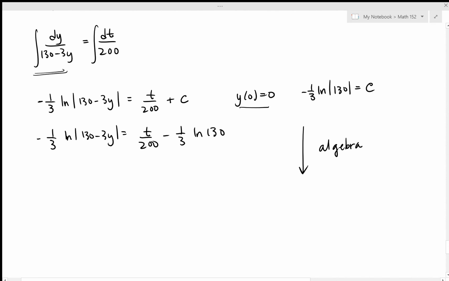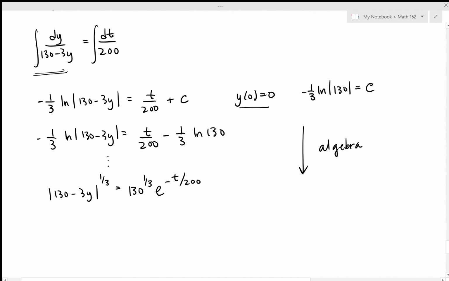So let me just maneuver down a little bit. Before I make one step here, I'm going to pause at the step. So there's some steps missing here. Please complete those yourself. And I'm going to maneuver to here: 130 minus 3y to the 1/3 equals 130 to the 1/3 e to the minus t over 200.